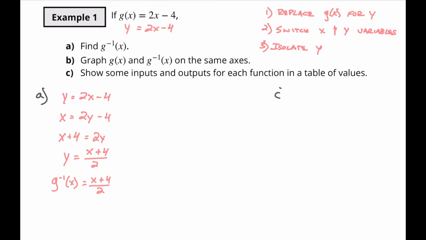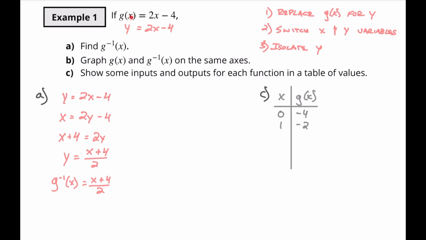So part C, let's find some values. So I'm going to start with x and g of x, and let's pick some values for this. So maybe I put 0 in for x. If I put 0 in, I'm going to get a value of negative 4. Maybe I put 1 into g of x. Then I'm going to have 2 times 1 minus 4. That's going to give me minus 2.